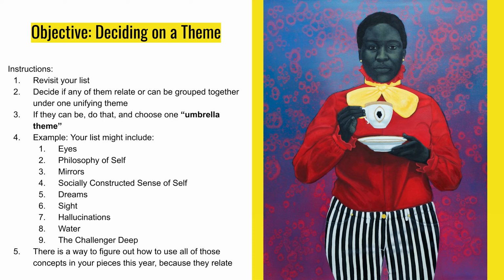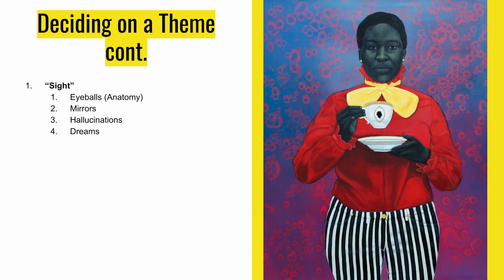Okay, so now I'm going to look through my list and I love all of those things. I don't want to have to choose one. Well, maybe there's a way you can choose an umbrella theme, one big unifying theme that the other ones relate to and can fit underneath it. So, for example, the theme of sight: eyeballs, mirrors, hallucinations, and dreams all relate to the concept of sight. So then sight would be my umbrella theme, my underlying theme.